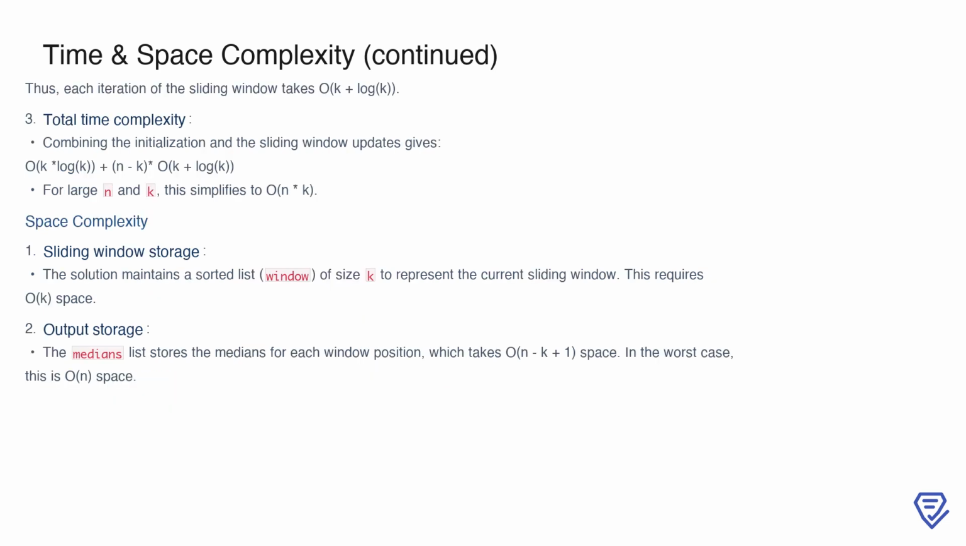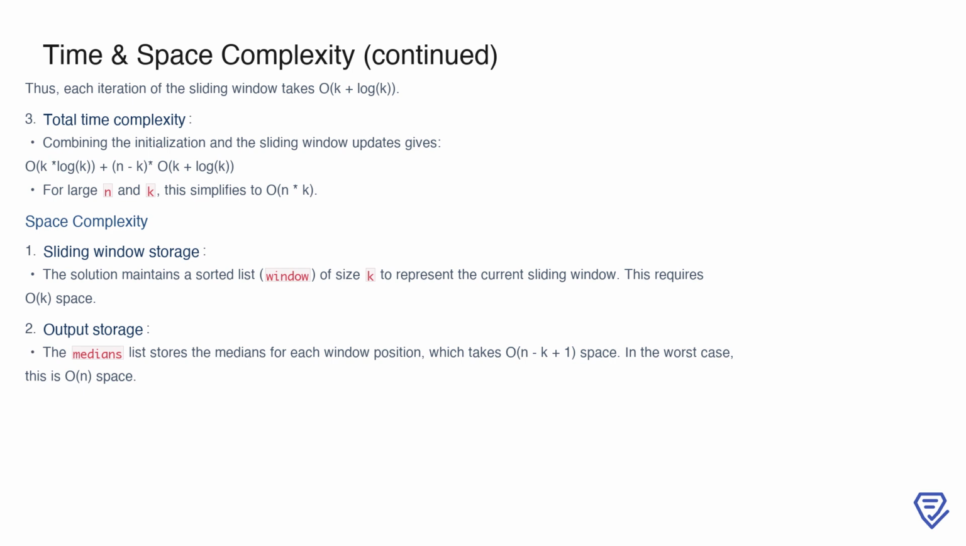Now, considering that the window slides over n − k positions, where n is the length of the input array, each iteration involves O(k + log k) time. Adding this to the time required for initializing the window, the total time complexity becomes O(k log k) for initialization plus (n − k) multiplied by O(k + log k) for the sliding window updates. When we simplify this for large n and k, the dominant term is O(n * k), which represents the overall time complexity of the solution.